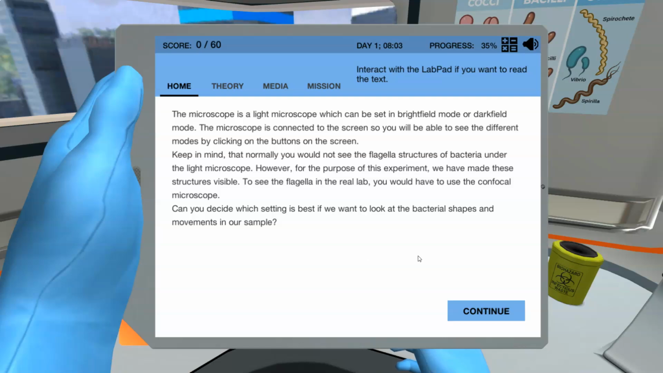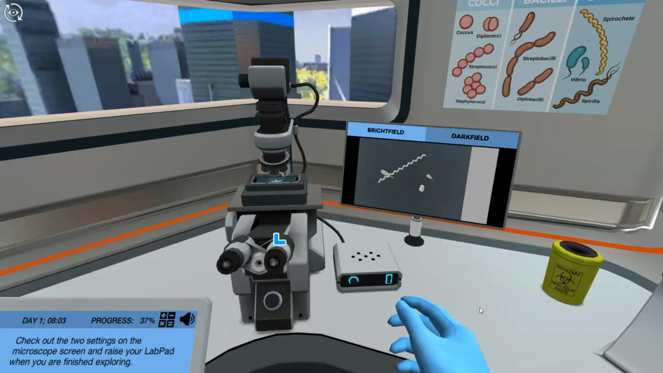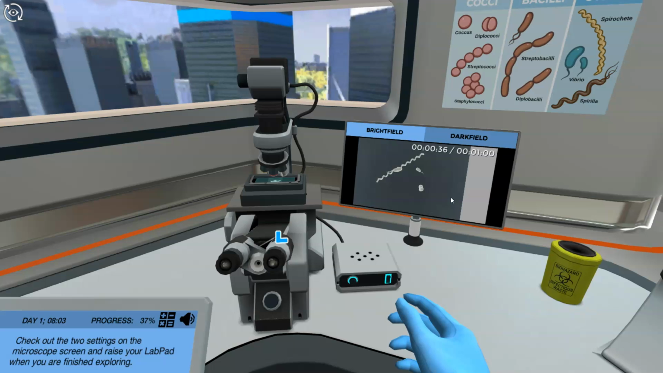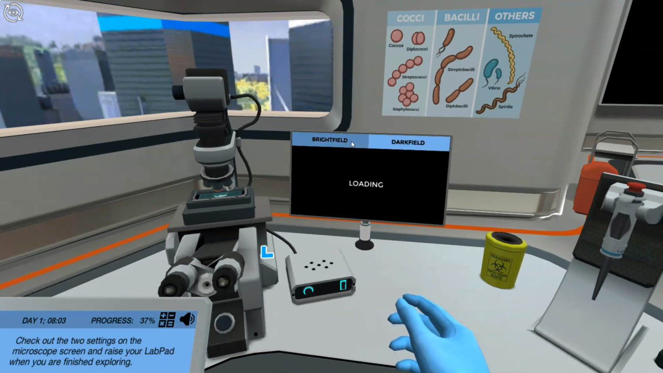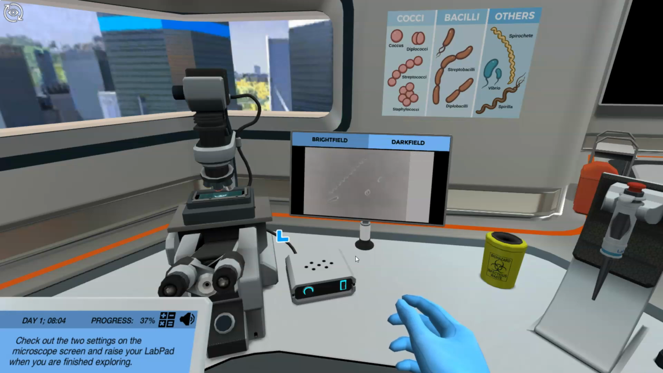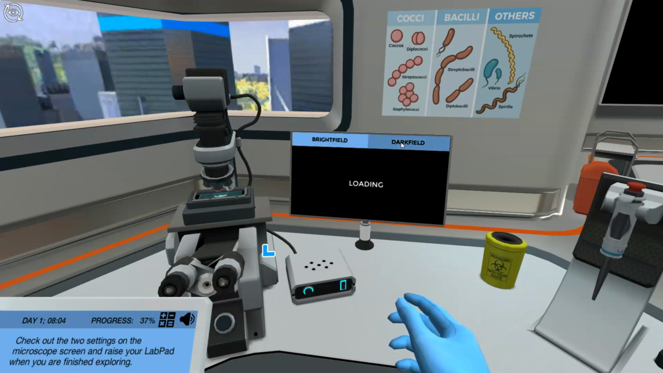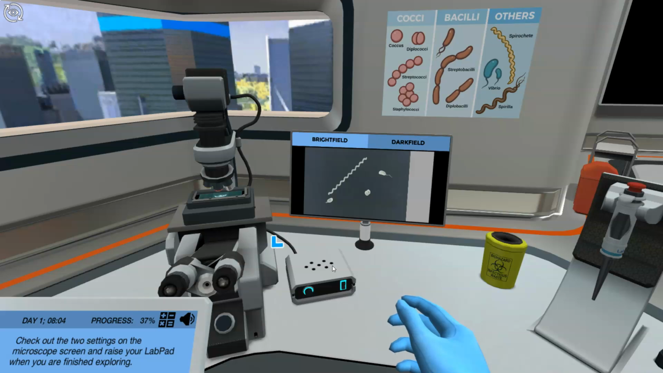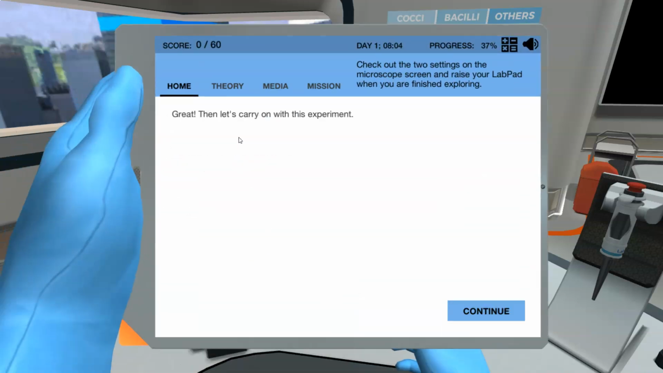Can you decide which setting is best if we want to look at the bacterial shapes and movements in our sample? Check out the two settings on the microscope screen and raise your lab pad when you are finished exploring. Are you done exploring? Great. Then let's carry on with this experiment.